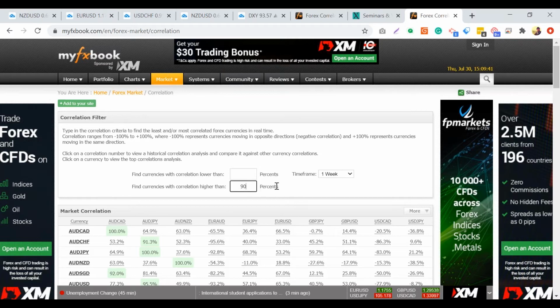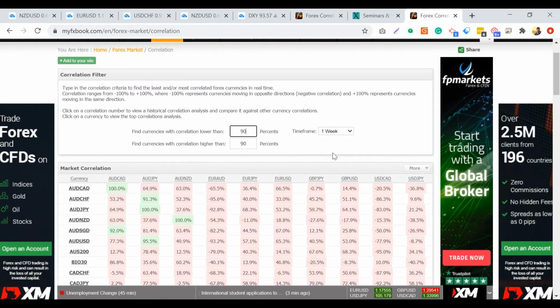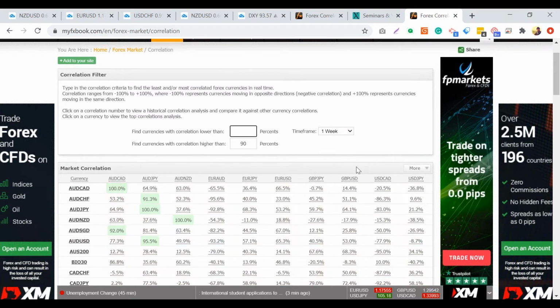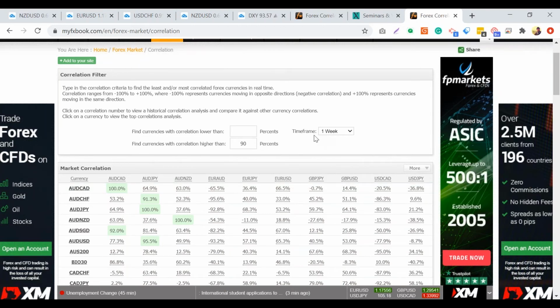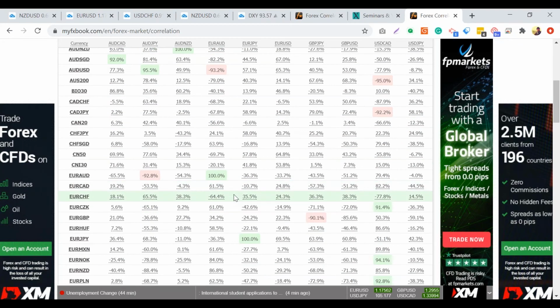Okay, we're looking for correlations higher than 90%, and negative 90%. There we go. So we look for correlations that are lower than negative 90% and correlations that are higher than 90%. What this means is that the things that are lighting up are the most correlated currency pairs.